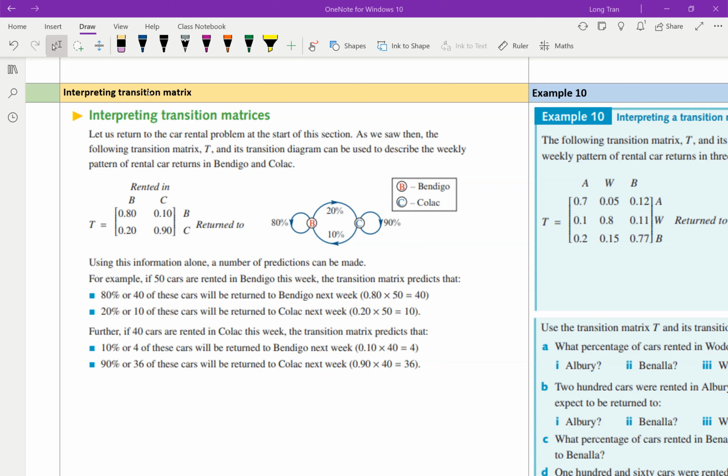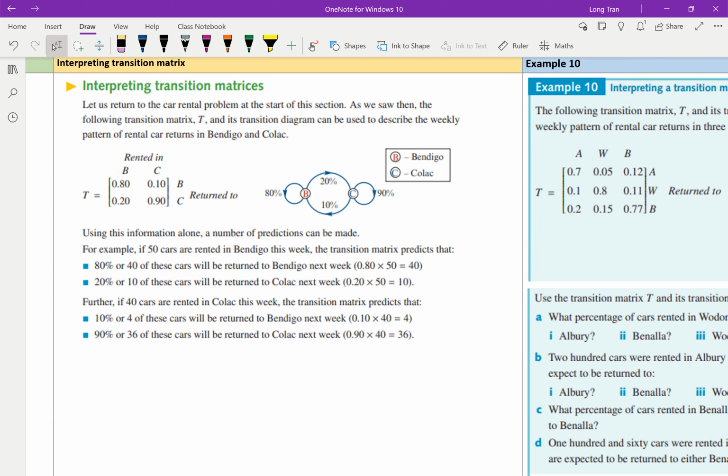Hey team, so this is now going through exercise 12C. Again, this is to do with interpreting transition matrices. So in our previous exercise, we were looking at how to convert this diagram into a transition matrix. And now what we're going to be doing is how do we interpret it?